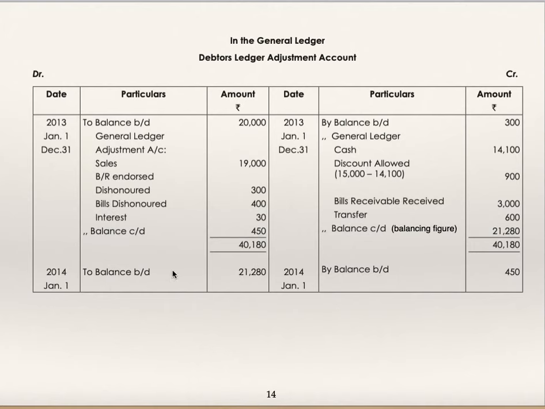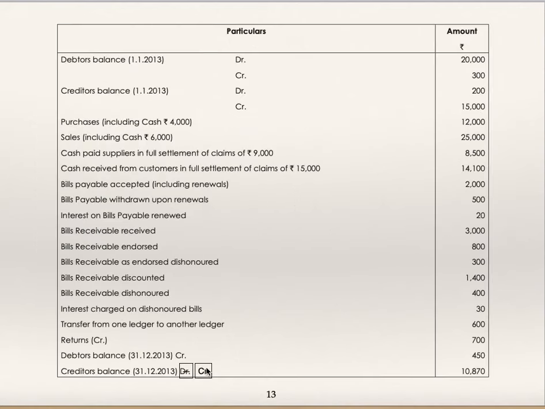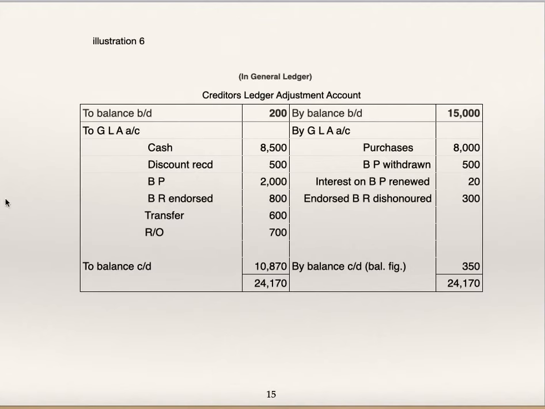Same balance is carried forward to the next period. 1st Jan, to balance brought down 21,280 and by balance brought down 450. Creditors balance, credit balance 10,870. Credit is more, so it is to be written on the debit side. To balance carried down 10,870. By balance carried down is the balancing figure.